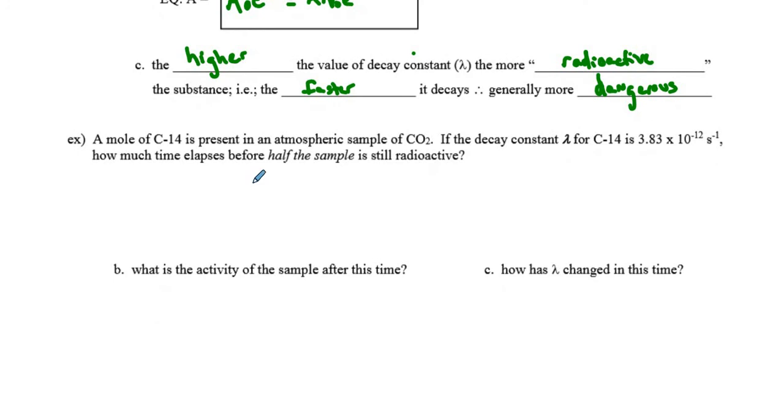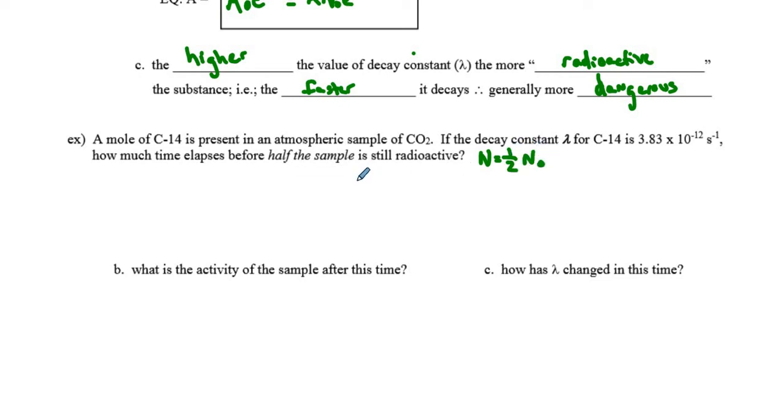It says a mole of carbon-14 is present in an atmospheric sample of CO2. If the decay constant lambda is 3.83 times 10 to the minus 12 inverse seconds, so becquerels, how much time elapses before half the sample is still radioactive? So our number of nucleons left is 1/2 of what it originally started with.